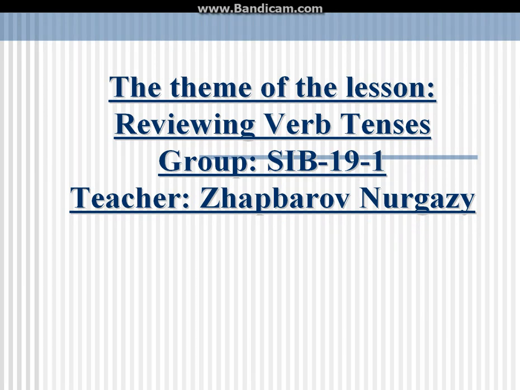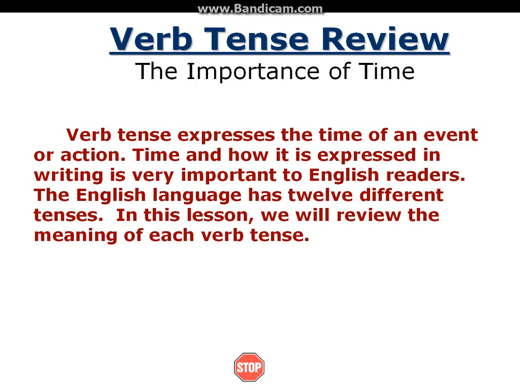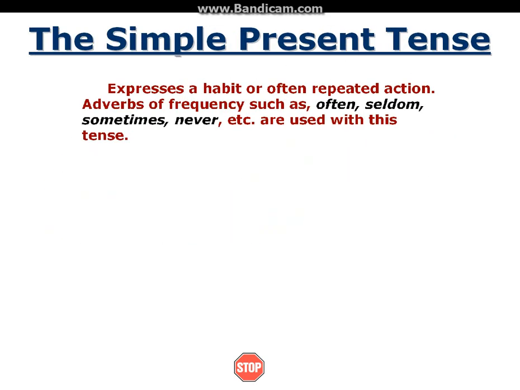The theme of the lesson: reviewing all verb tenses. The importance of time. A verb tense expresses the time of an event or action. Time and how it is expressed in writing is very important to English readers. The English language has 12 different tenses. In this lesson, we will review the meaning of each verb tense.